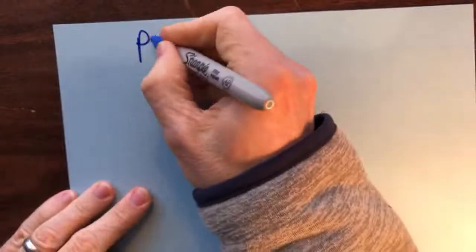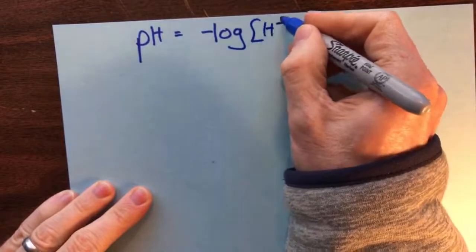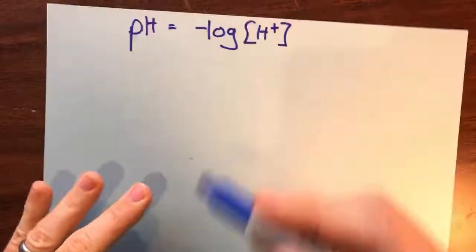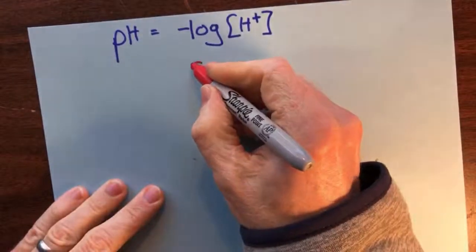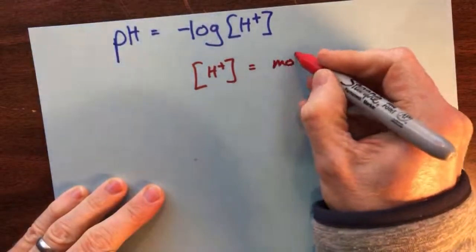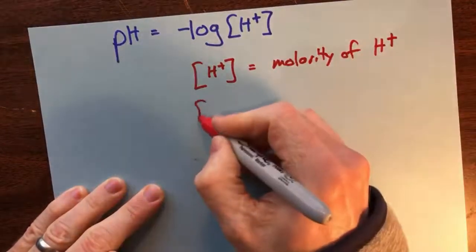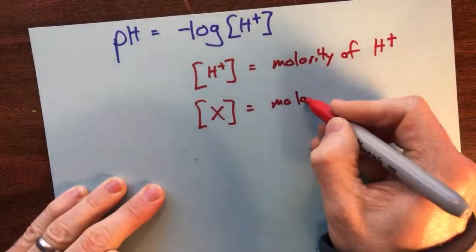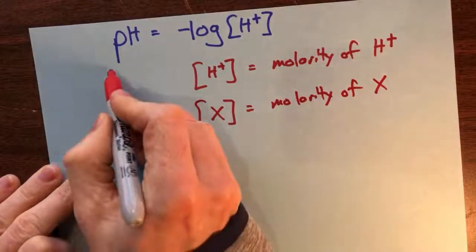So pH equals negative log of the H plus molarity. A couple things I need to first define. What is this whole brackets thing? In general, brackets of H plus means molarity of H plus. And brackets anything, so we could do brackets X equals molarity of X.